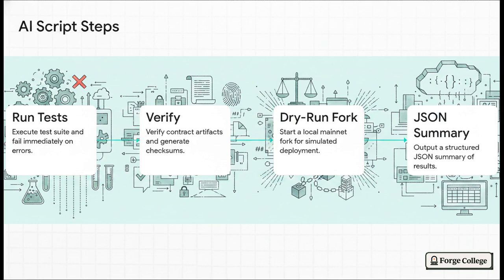Second, verify your compiled contract artifacts and generate checksums. Third, start a local fork for a dry run deployment. And fourth, output a structured JSON summary. Doing this ensures your tests actually pass before a single line of code ever touches the blockchain.